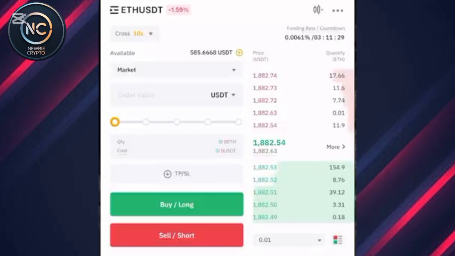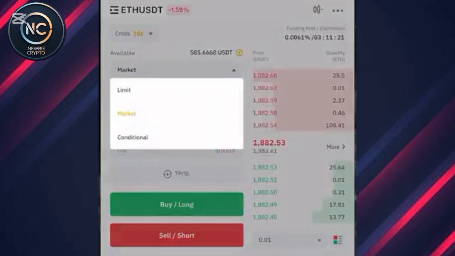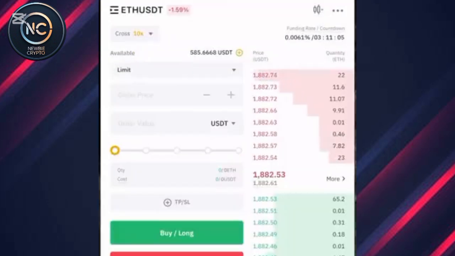Now to where you can actually take the trade. The first thing you need to take note of is the order type. You can see where you have market right here. If you tap on the drop down arrow, you see that you have limit, market and conditional orders. Now I'm going to be talking about limit and market. Limit allows you to enter the price you want to enter the trade.